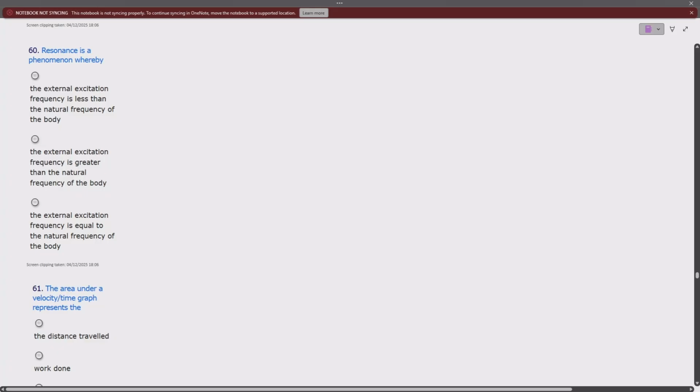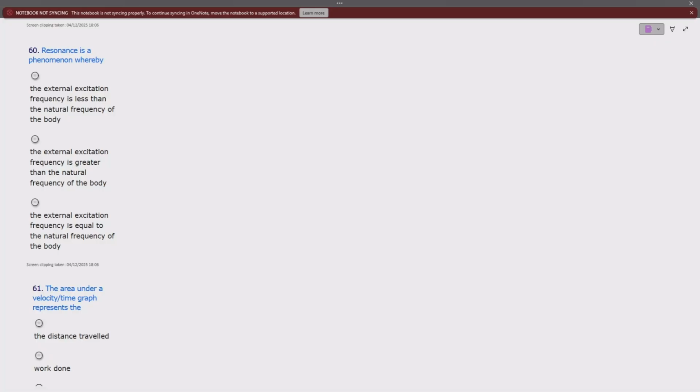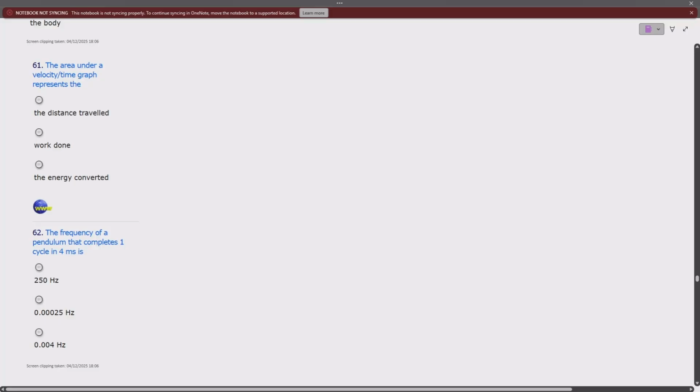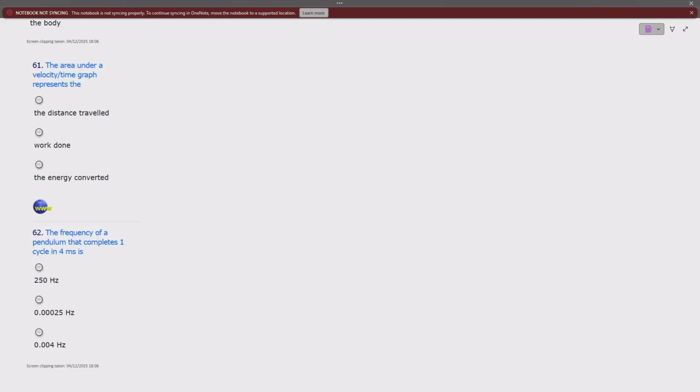Question number 60. Resonance is a phenomenon whereby the external excitation frequency equals the natural frequency. That is the answer. The area under a velocity time graph represents distance traveled.